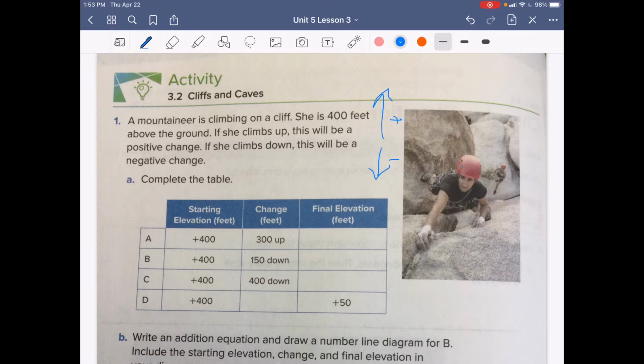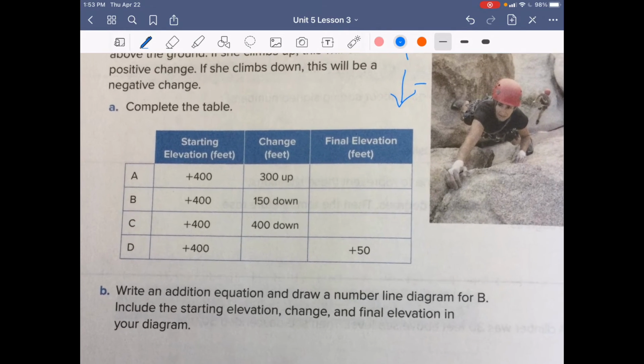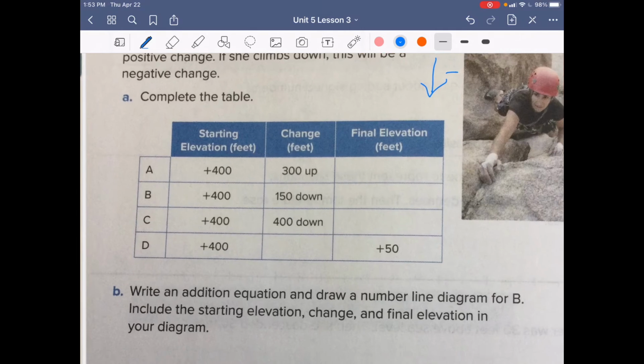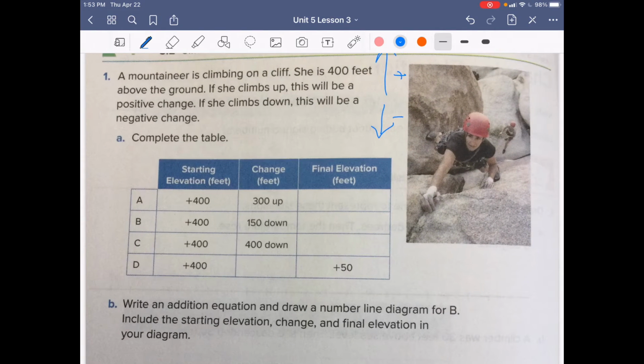So they want us to complete the table. So let's look here. I want to keep our positive and negative in view. So we started at 400 feet, and she goes up 300 feet. So we are going to be adding these numbers together. So 400 plus 300 equals 700. So our final elevation here would be 700.